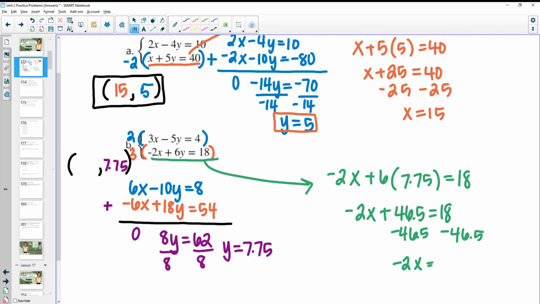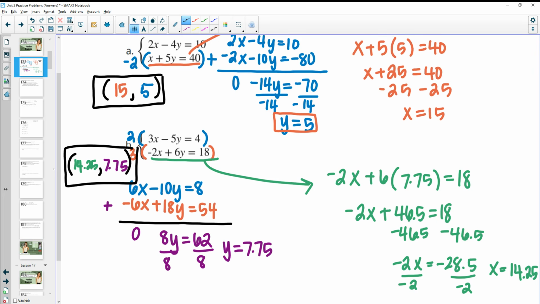So then we get negative 2x equals negative 28.5. So then we'll divide both sides by negative 2. And we end up with x equals positive 14.25. So then our solution here is this ordered pair of 14.25 comma 7.75.